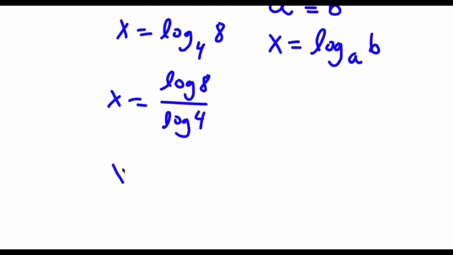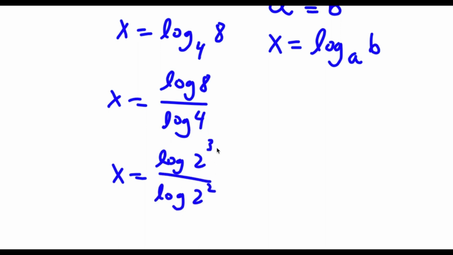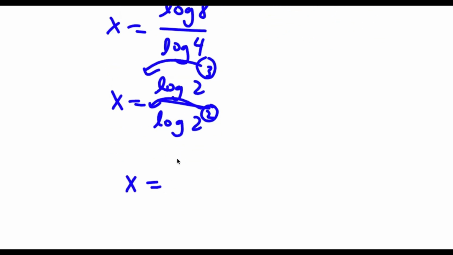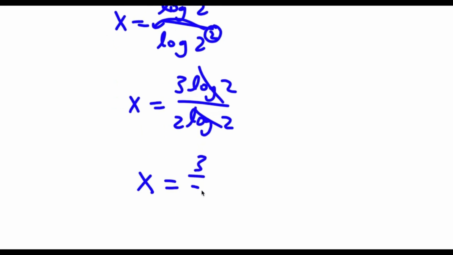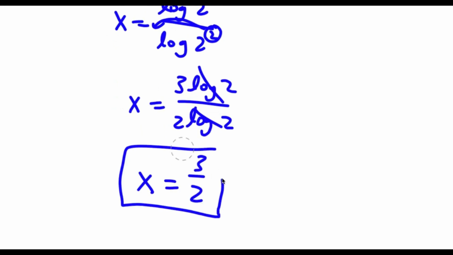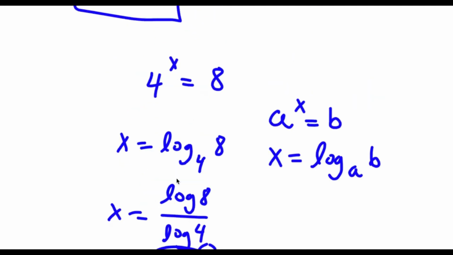Now log 8, well 8, that's the same thing as 2 to the power of 3, and 4, this is the same thing as 2 to the power of 2. So I have log 2 to the power of 3 over log 2 to the power of 2. Now I can simply move the exponent to the front for both of these. So now I have x is equal to 3 times log 2 over 2 times log 2. The log 2 simply cancel out, so I'm again left with x equals 3 over 2. So that's two methods of solving this problem.